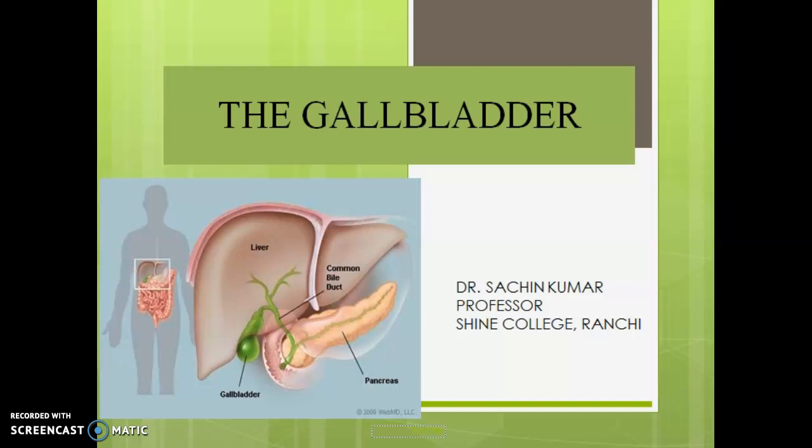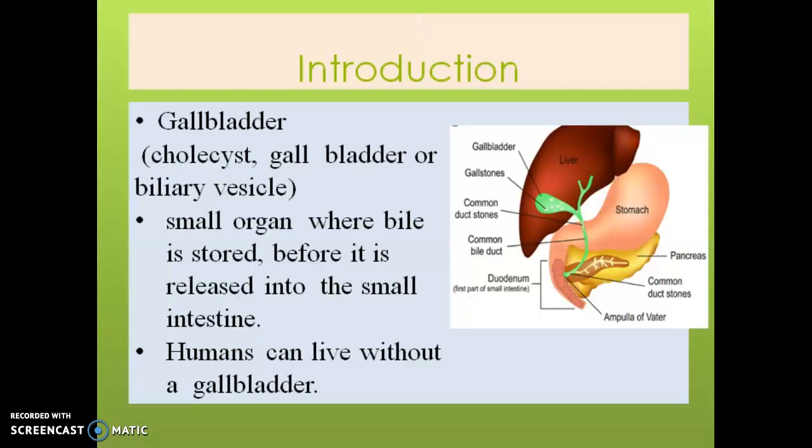Hello students, today we will discuss the anatomy and physiology of the gallbladder. The gallbladder is a pear-shaped hollow structure which is located just under the liver, and it is also present on the right side of the abdomen. Its primary function is to store and concentrate the bile.